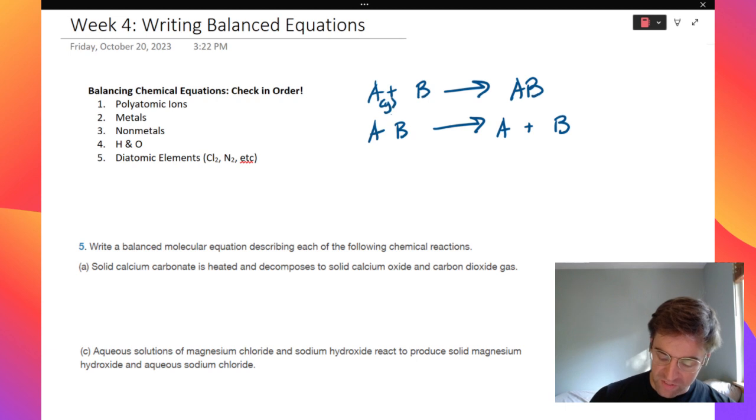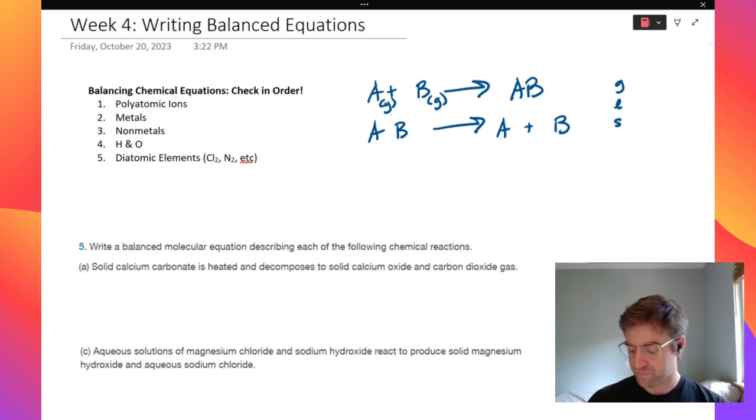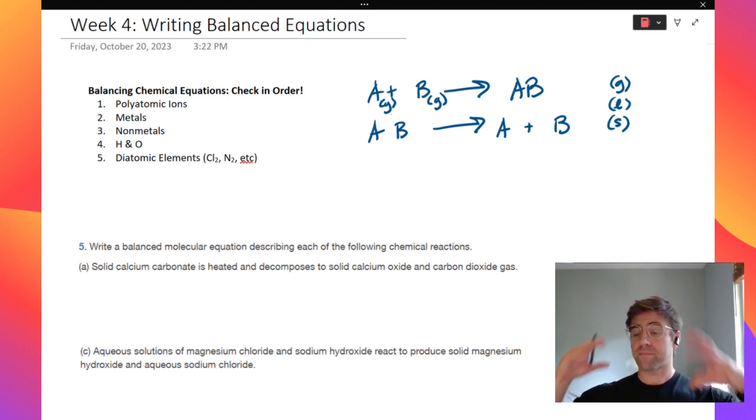It's going to be important to label these appropriately. Are they gases? Are they liquids? Or are they solids? And in these equations, they'll all be in parentheses. We'll get some practice doing this.